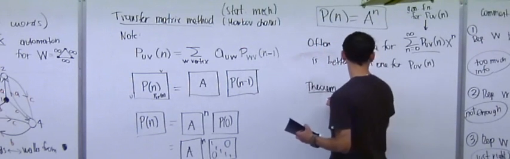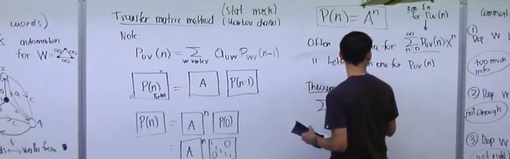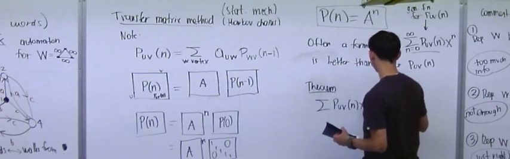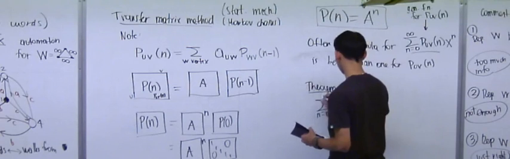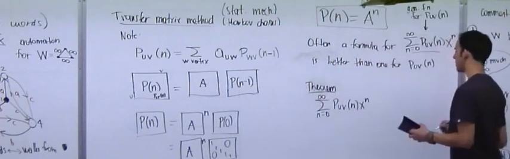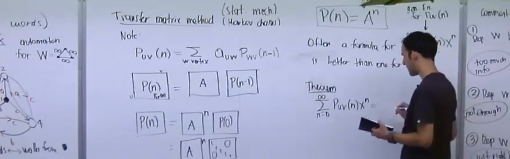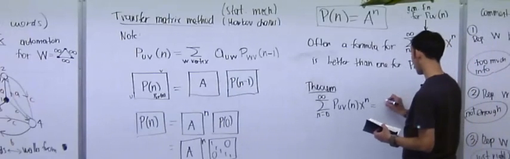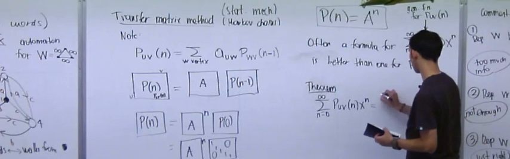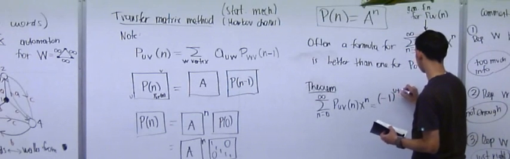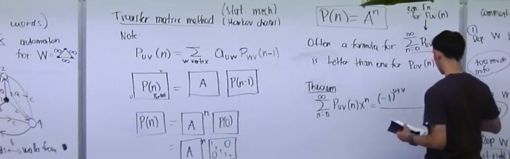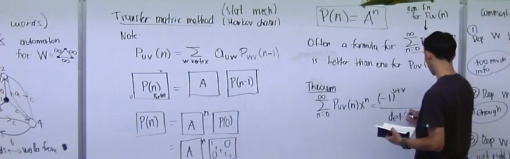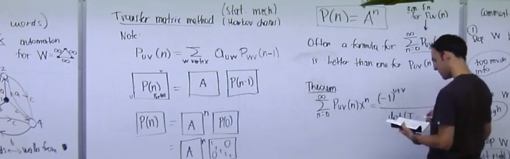Theorem. If I want to compute this generating function, then it's very easy. All I have to do is the following: minus 1 to the u plus v times... it's up with determinants today. We need determinants.